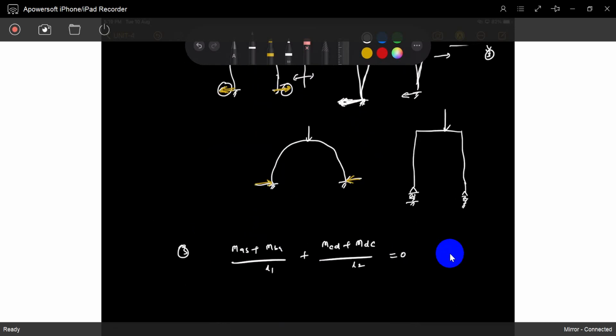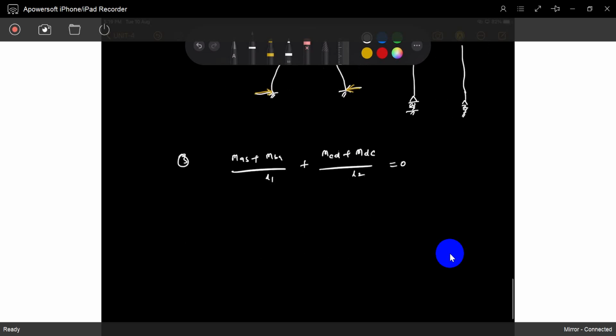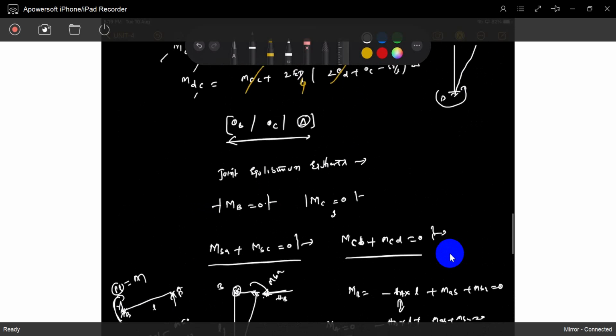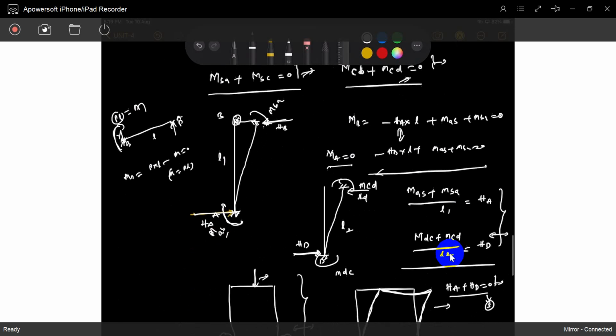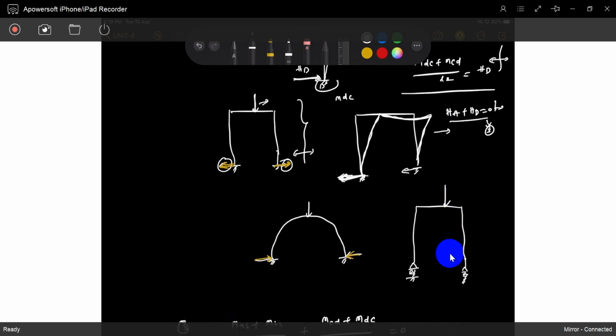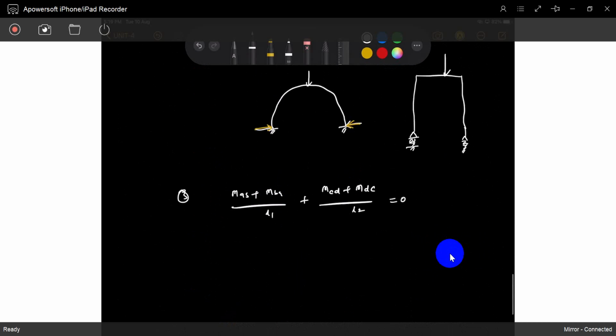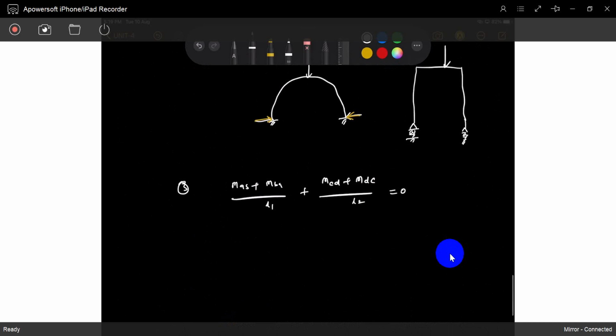These are equations 2 and 3. 3 equations, 3 unknowns. Can you solve it? I will write the first 2 equations, and this is the third equation. I will write all 3 simplified like this. Just solve it.